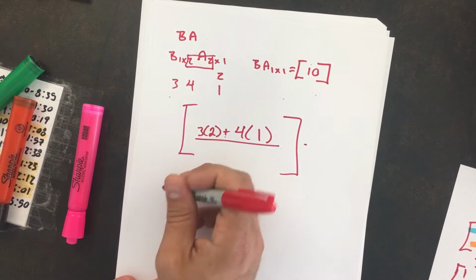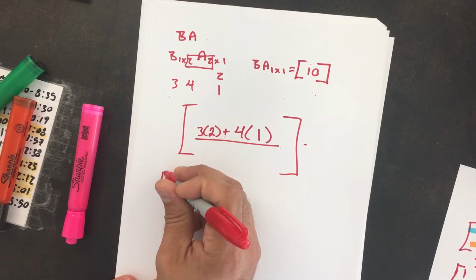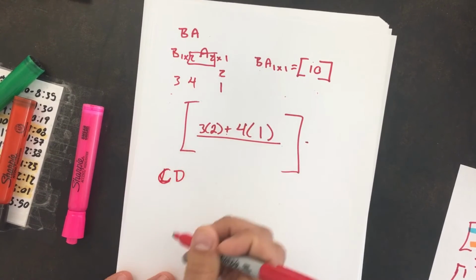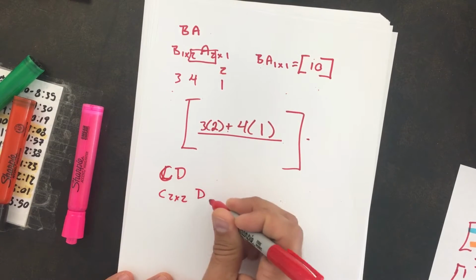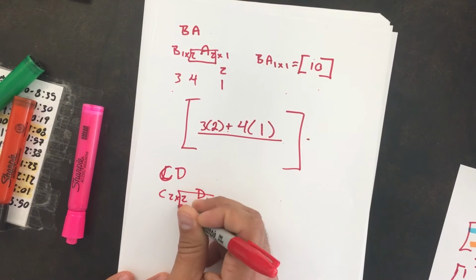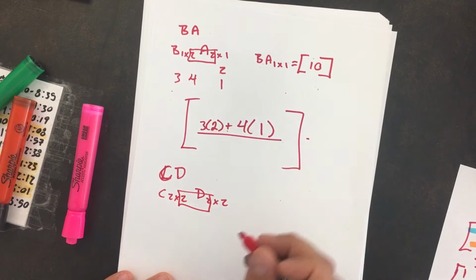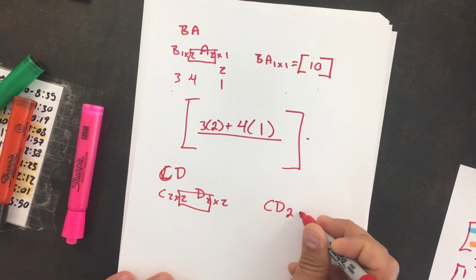Now for the really hard stuff. I'm going to do matrix C times matrix D. Matrix C is a 2 by 2 and matrix D is a 2 by 2. I can multiply them, and it's going to have a resulting matrix that's also a 2 by 2.